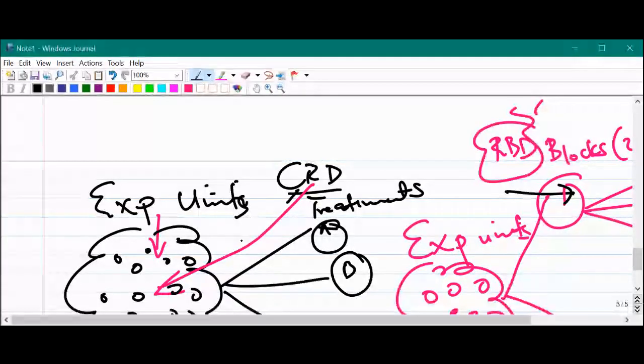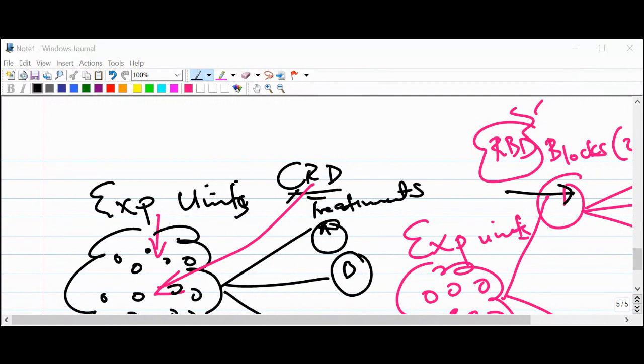From the blocks and from the treatment. As long as you are assigned to the treatment, you are done with randomization. So what is the difference between the two, Christopher? Looking at the randomization, for CRD, randomization is done from the experimental units, right? But for randomized block design, randomization is done from each block. So understand the difference between the two.